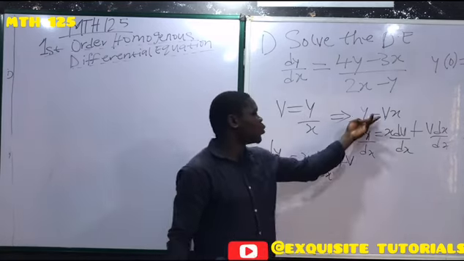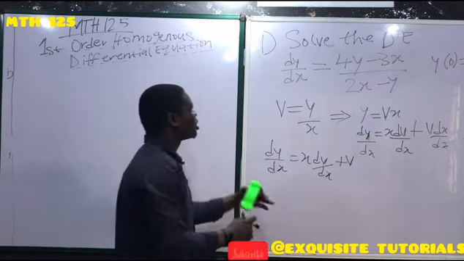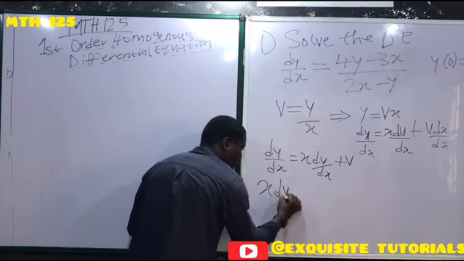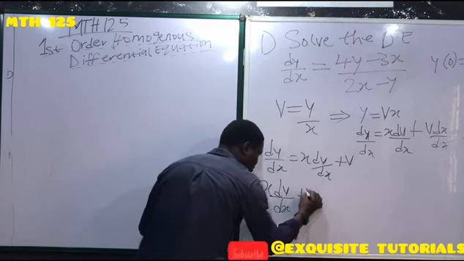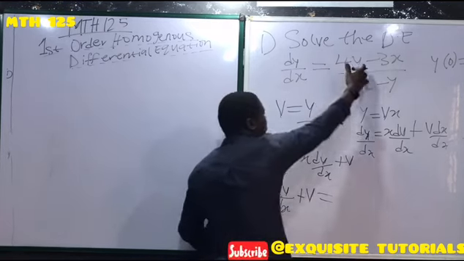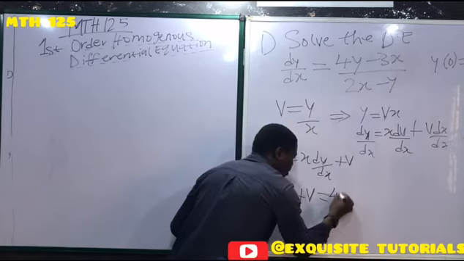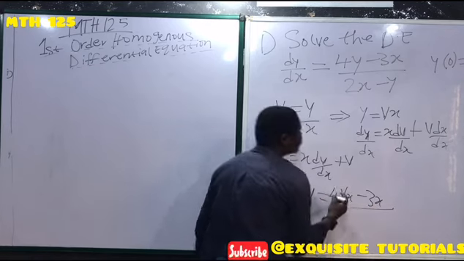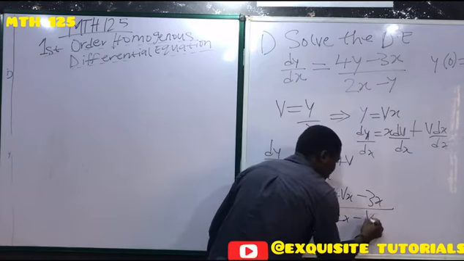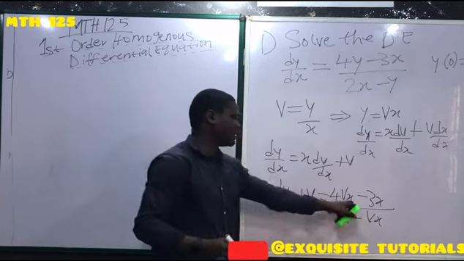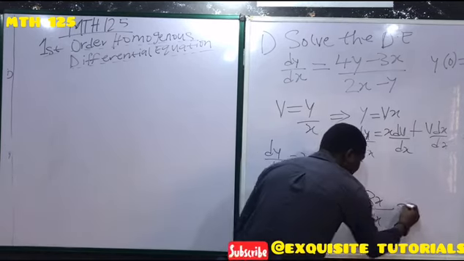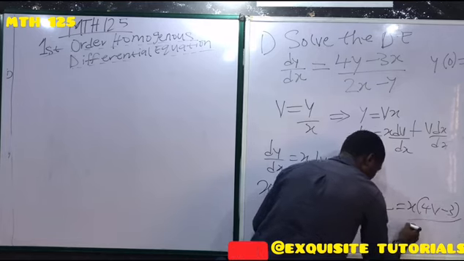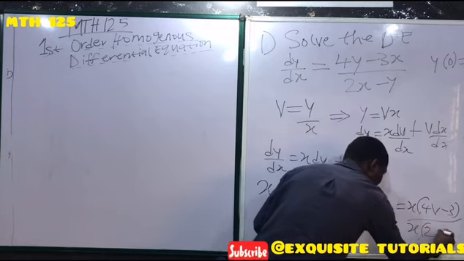So anywhere I see dy over dx, I replace it with x dv over dx plus v. And anywhere I see y, I'll replace it with vx. So let me quickly do that. Dy over dx has been replaced with x dv over dx plus v. Then my y has been replaced with vx. So we have 4vx minus 3x all over 2x minus vx. Now if you observe, there's x here, so x is common. x is also common here.